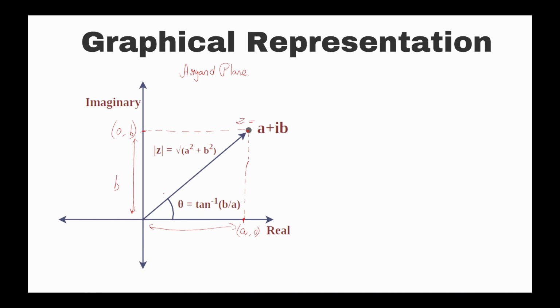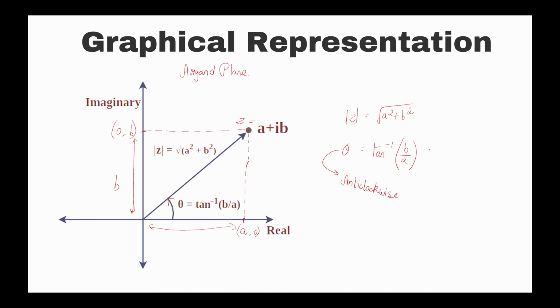That is why this entire length, which we call the modulus, is basically the hypotenuse of this right angle triangle that we are getting. So my modulus of z becomes root under a square plus b square, and my theta becomes tan inverse of b by a. Now what is this theta that I'm getting? This theta is the angle that my complex number is making with the real axis. Now this angle is generally taken in anti-clockwise direction. So remember, this theta is taken in anti-clockwise direction.